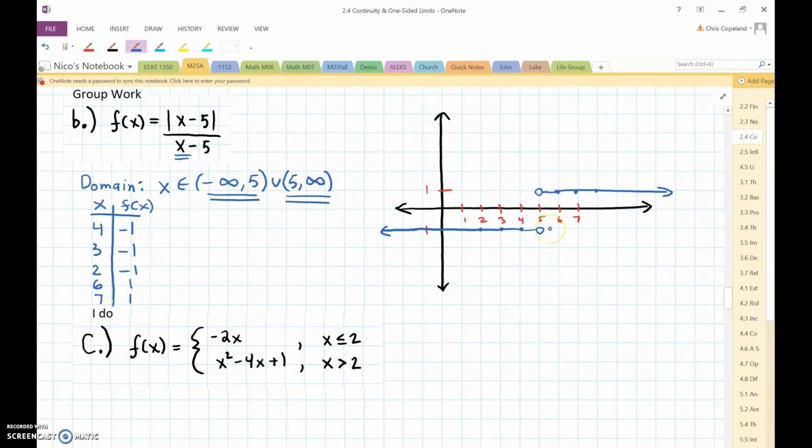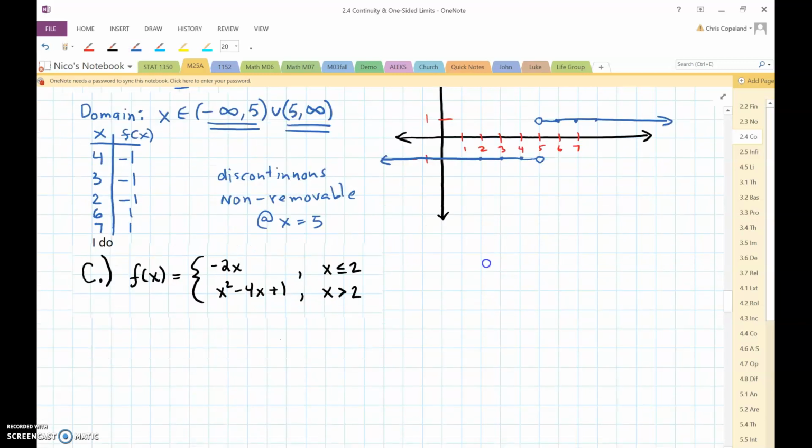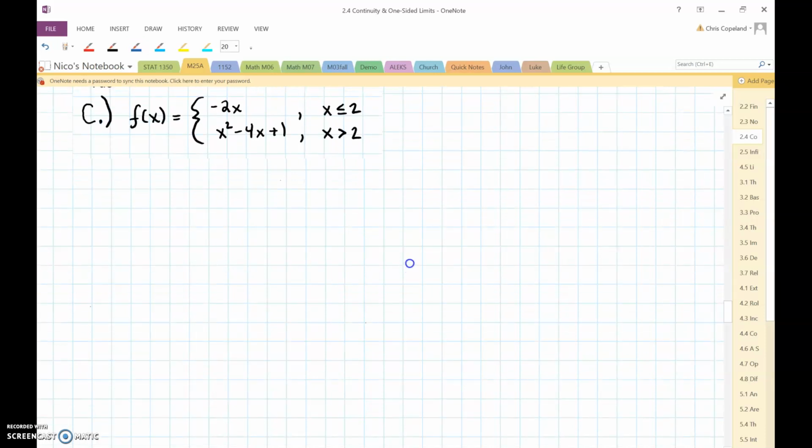So you can see here, this graph is obviously discontinuous, and it is a non-removable discontinuity at x equals 5. So there's B. Let's look at C.